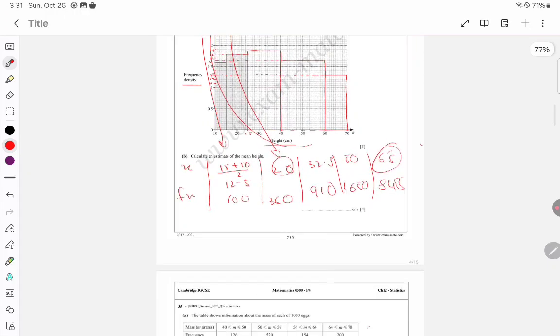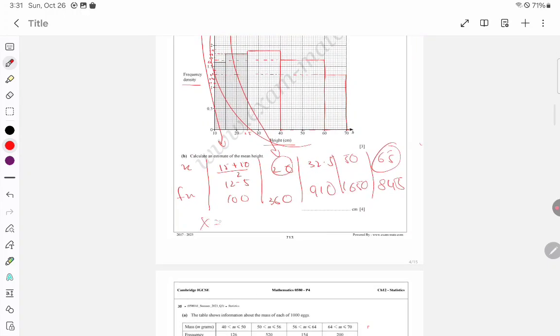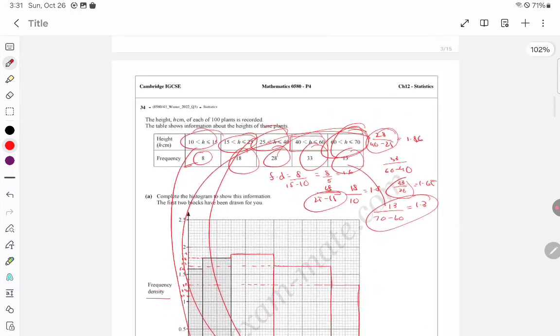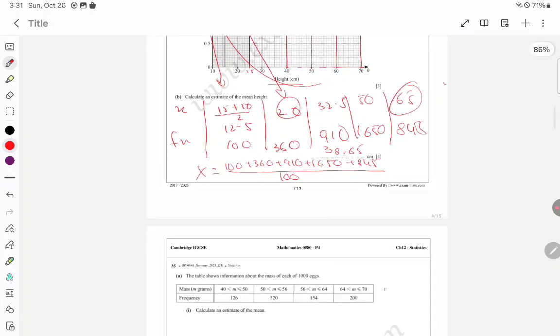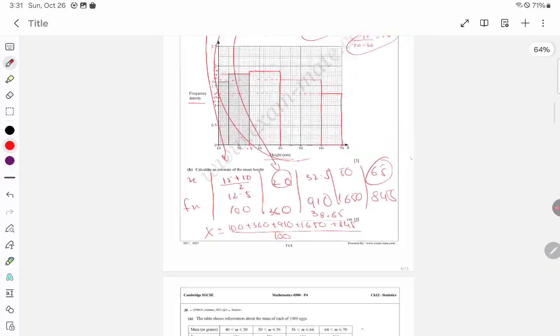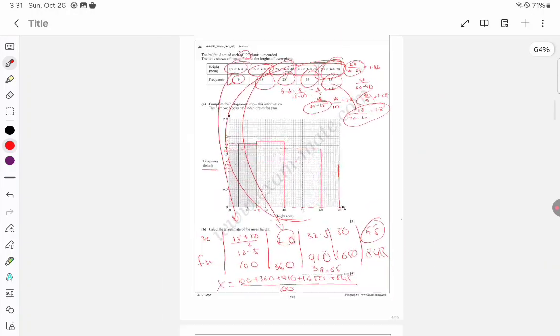Now for the mean, the sum of all fx: 100 plus 360 plus 910 plus 1650 plus 845, divided by the total number n, which is already given in the question, which is 100. The x value is calculated as 38.65 centimeter. Now this is the complete question 34.